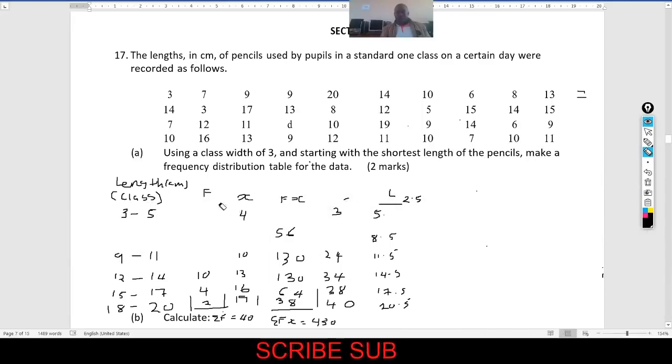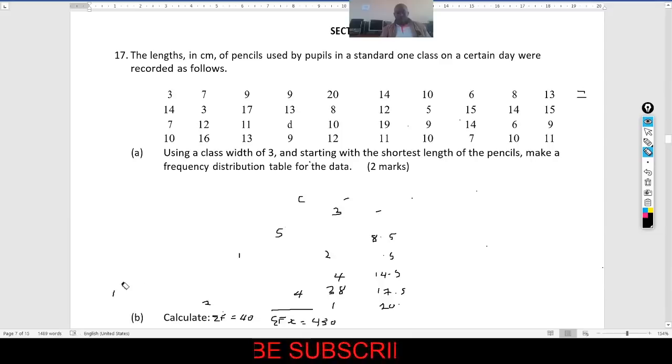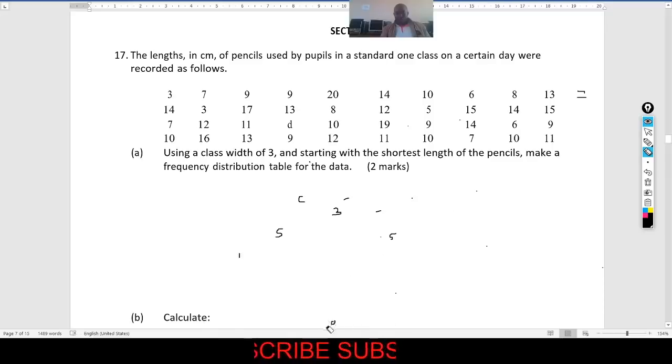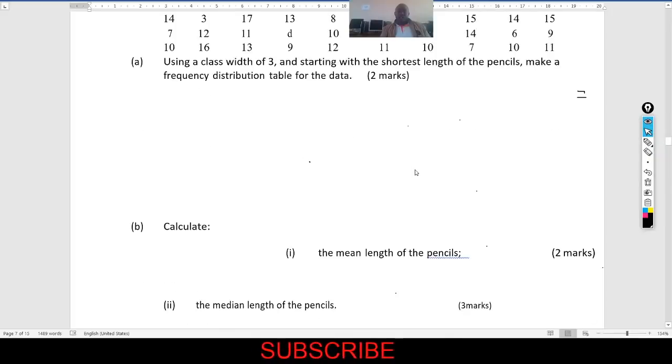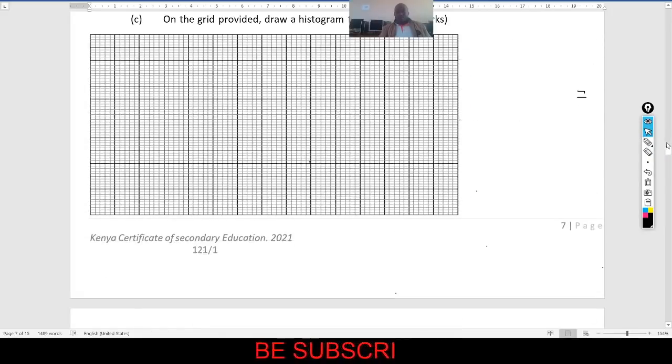To draw the histogram, all bars must be uniform. For this question, all bars are uniform. But in the other one, where the class widths are not the same, the bars will not be uniform. They will differ, and therefore, to draw the histogram in that case, like I've said, we use frequency density.